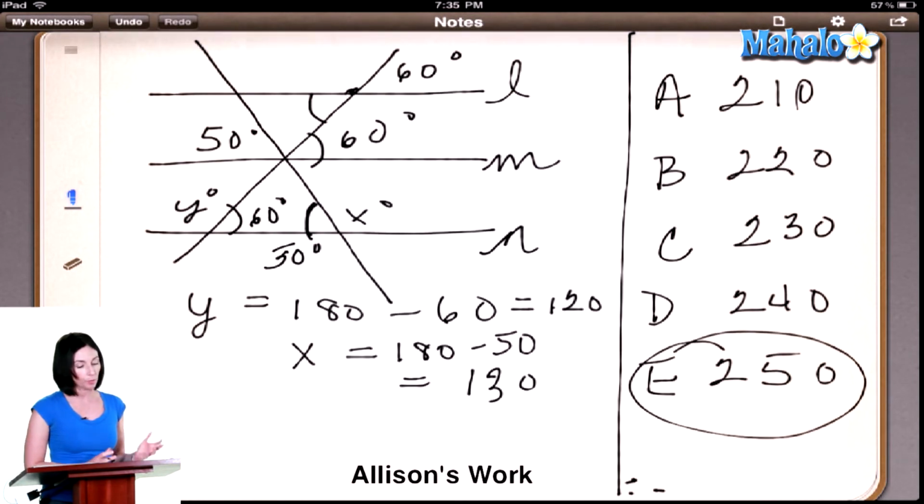So it looks really confusing, but all you really need to know is that corresponding angles are the same. When you're talking about 2 or more parallel lines cut by a transversal, the corresponding angles will all be equal. And as long as you know a couple of them, you can find out the rest. Make sense? All right.